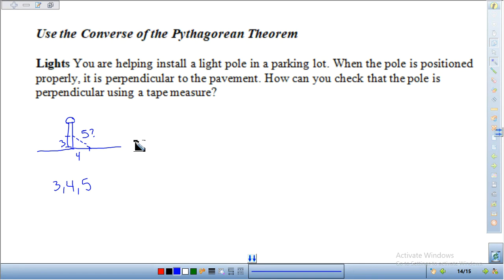The tricky part about this is if we know in this direction it's perpendicular, if the pole was slanted maybe forward or backward, that wouldn't change the fact that this would still fit, that it would still be perpendicular because this would still be a right angle. So in addition to just determining that this fit the Pythagorean triple, we'd have to pick another point on our pavement here. So maybe I would pick a spot over here and measure out 4 from there, measure out 3 up and check that diagonal and make sure that that was also 5. If we see that both of them fit, then we know for a fact that that's perpendicular and we know that we have installed that light pole properly.